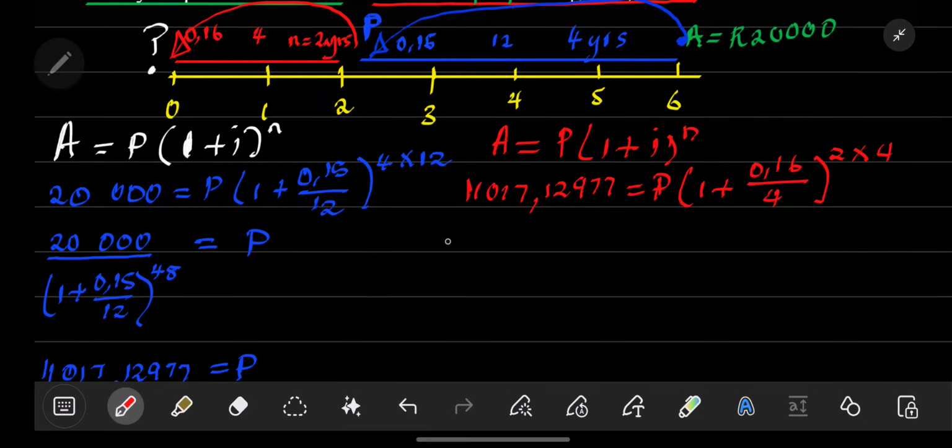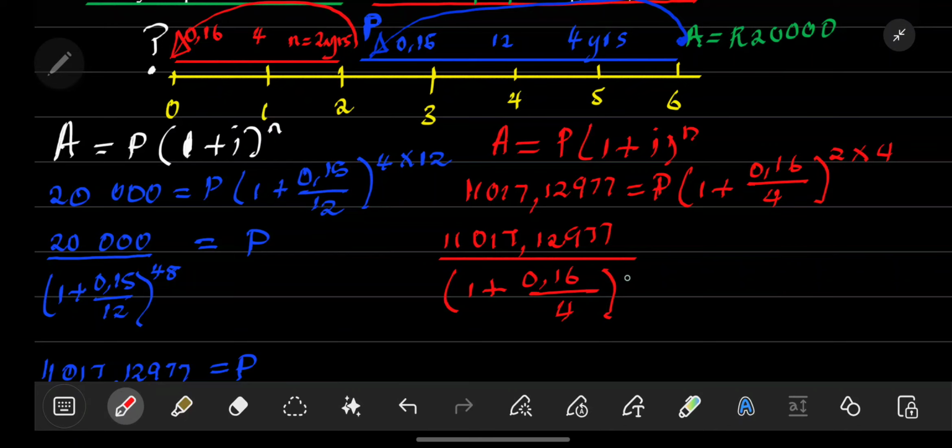So it is going to be 11,017,12977, all divided by 1 plus 0,16 divided by 4, close the bracket. 2 times 4, it is equals to 8. It is equals to P. Then you simply press your calculator and you give us the answer.